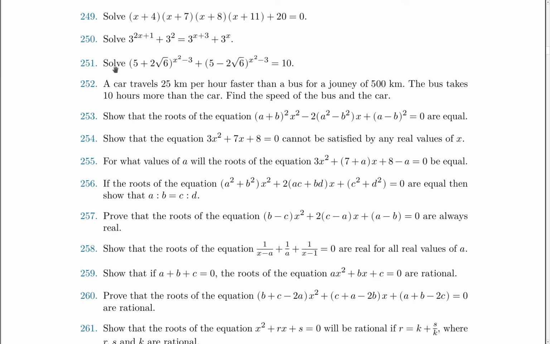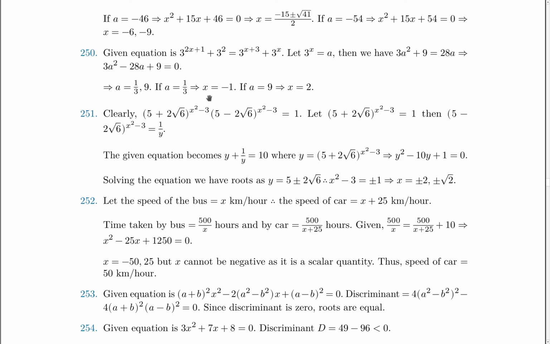So question 251 says: solve (5 plus 2 square root of 6) to the power x square minus 3, plus (5 minus 2 square root of 6) to the power x square minus 3, is equal to 10. The key observation which you have to make in this question is that 5 plus 2 square root of 6 is the reciprocal of 5 minus 2 square root of 6. If you multiply them, it will be 1. 5 square would be 25, 2 into 2 would be 4, into 6, 24. So 25 minus 24 would be 1.